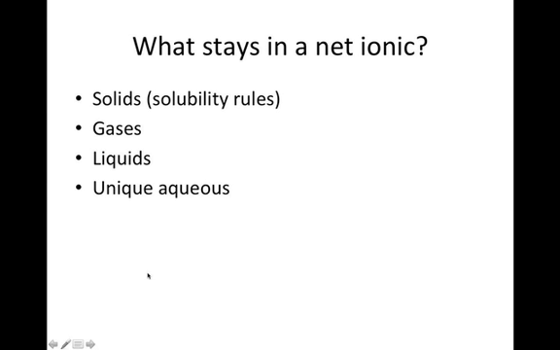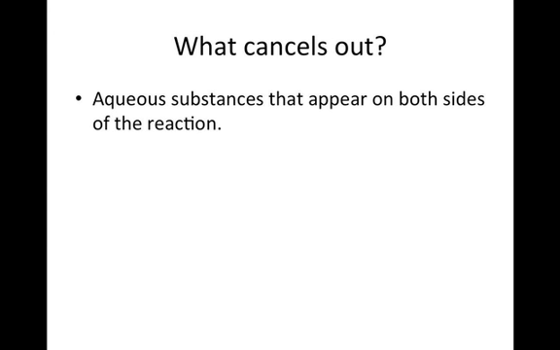So in a net ionic reaction, the things that have to stay in, that cannot be canceled out, are things that are solids, gases, liquids, or unique aqueous solutions. Unique aqueous means that they do not occur on both sides of the chemical reaction. So the only thing that ever gets canceled out is when we have the exact same thing on both sides of the chemical reaction, and they are aqueous.